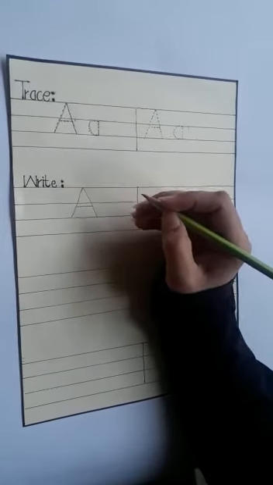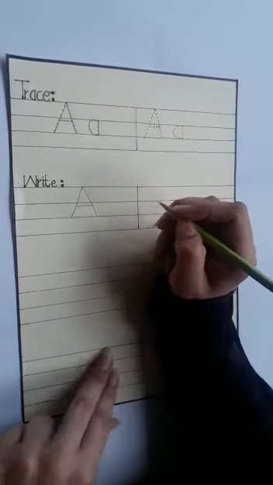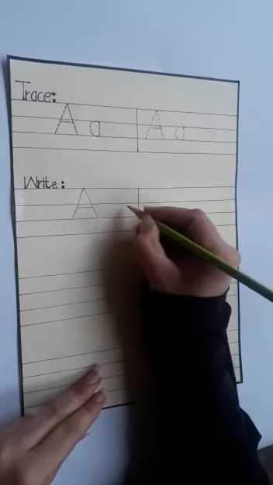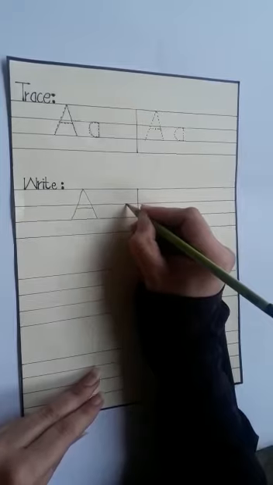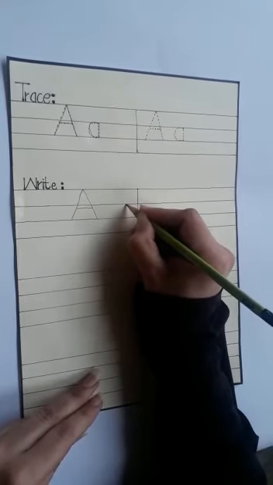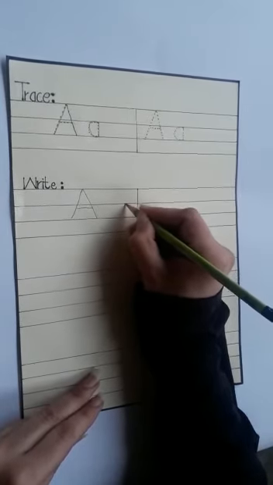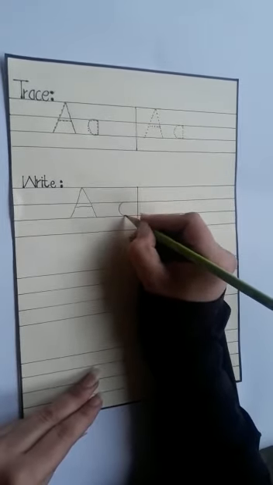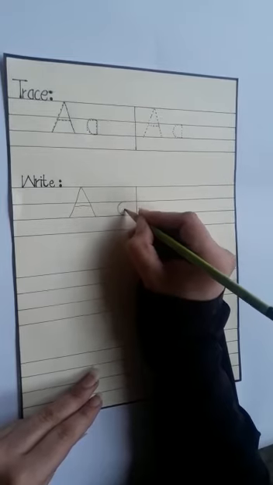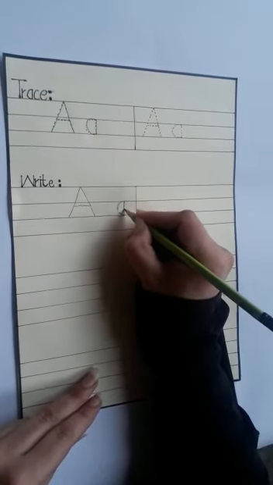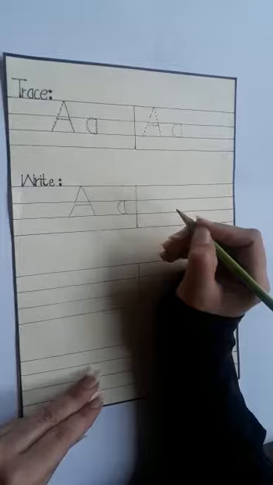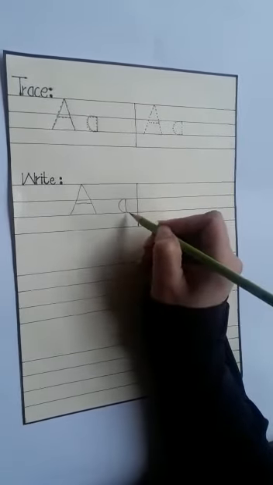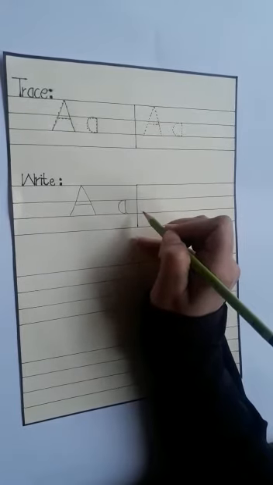Now write small a. Let me see how to write small a. As you know, small a is in mid two lines. So put your pencil on the second line and draw a circle, a semicircle. Move your pencil up, go down and flick. This is small a. Capital A, small a, capital A, small a.